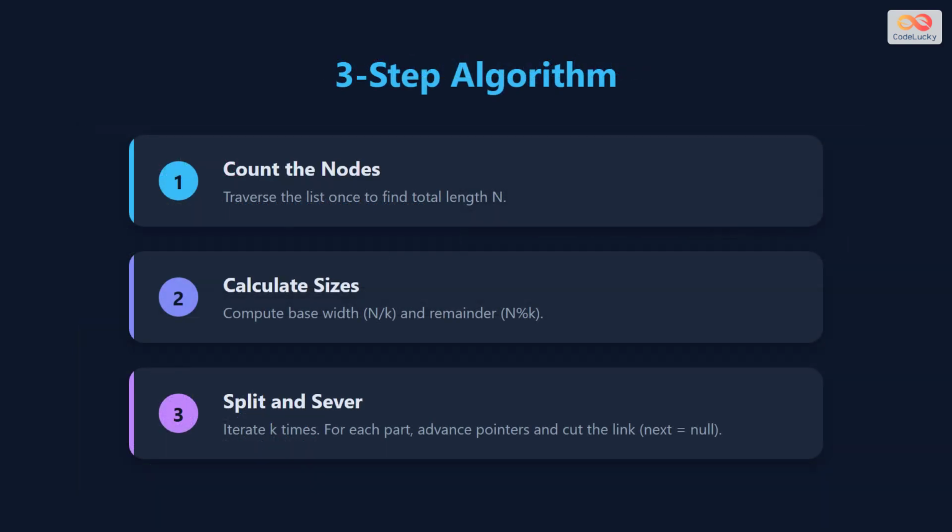Here is the high-level algorithm. Step 1, traverse the entire list to count the total nodes. Step 2, calculate the width and remainder as we discussed. Step 3, iterate k times. In each iteration, create a new part, advance the pointer by the calculated size, and then sever the link to the rest of the list.